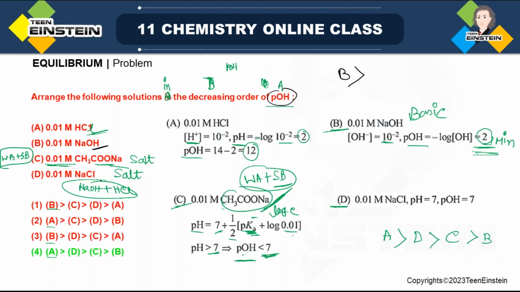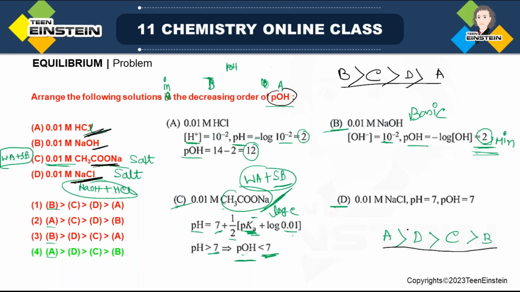Now after that, the next value will be for what? It will be for C, because it is weak acid strong base combination, so it will be slightly greater than 7. Then it will be for this neutral one, because this will give you the lowest pH, so it will be at last. So it will be B, C, D, A, and now reverse this: A, D, C, B.